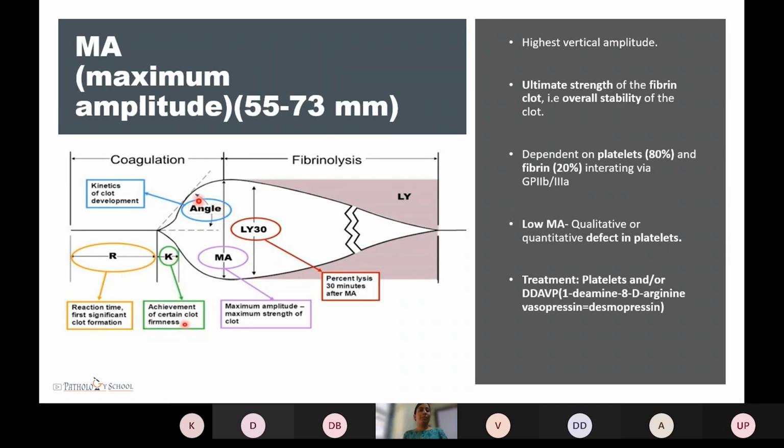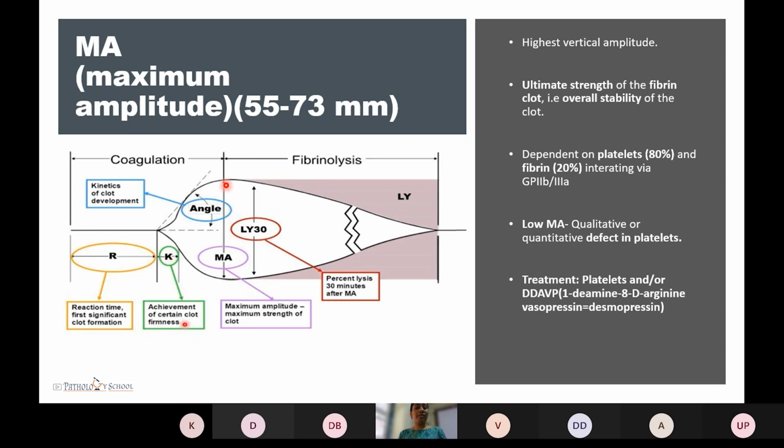Then comes maximum amplitude, that is MA, and this is the highest vertical amplitude of this graph. It shows the ultimate strength of the fibrin clot, that is the overall stability of the clot, because at this point the fibrin and the platelets interact with each other and form a fibrin clot. It largely depends upon platelets, that is 80%.